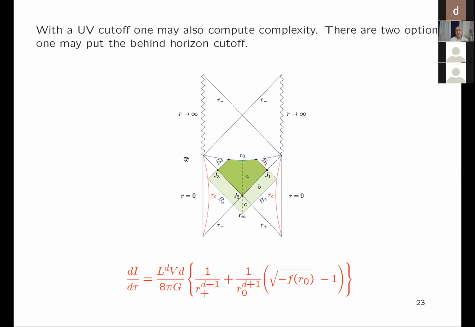For the moment, I assume that the cutoff should be put in between the two horizons. At the end of the day, we will see that everything is consistent, so our assumption should be correct. Assuming this, we have some UV cutoff, which enforces a cutoff between the two horizons. Going through all the computation we have done before, we can compute the complexity for this setup with cutoff, and at late time, what we get is this expression.